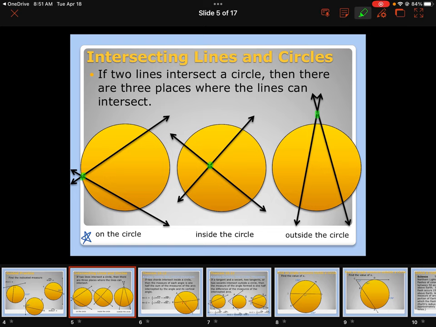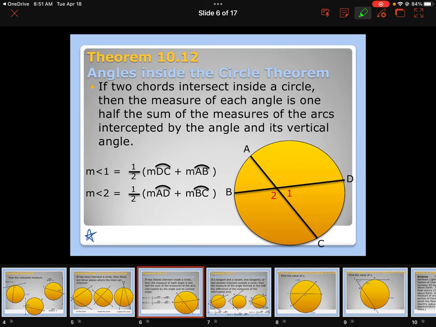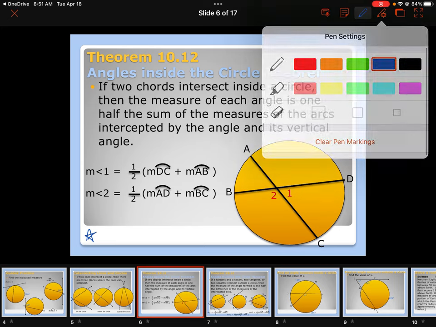We're going to look at one theorem in this video. That's going to be theorem 10.12. We're going to focus on the angles intersecting inside the circle theorem. So if you have two chords that intersect inside a circle, the measure of each angle is half of the sum of the measures of the arcs intercepted by the angle and its vertical angle. It sounds confusing. We'll just do a really quick example here.